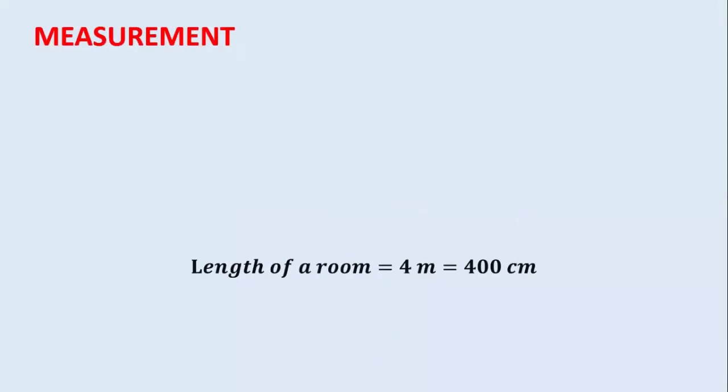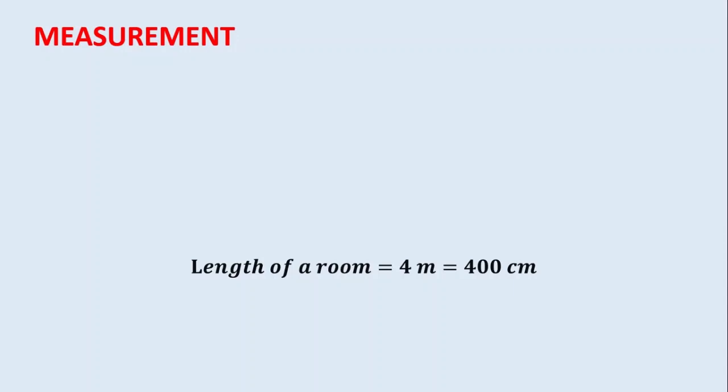The length of the room equals 4 meter. It can be written in centimeter. So 4 meter equals 400 centimeter. So here, to measure the physical quantity length, we use two parts. One is the numerical part. The second one is the unit part.